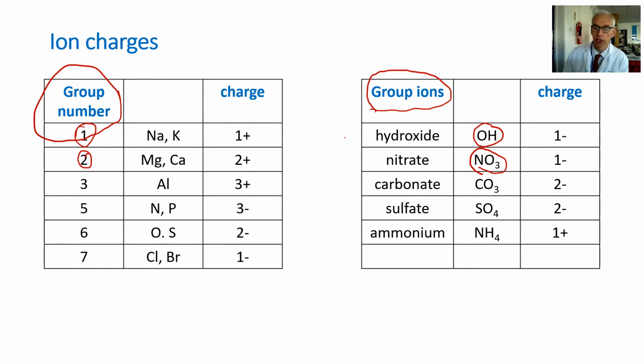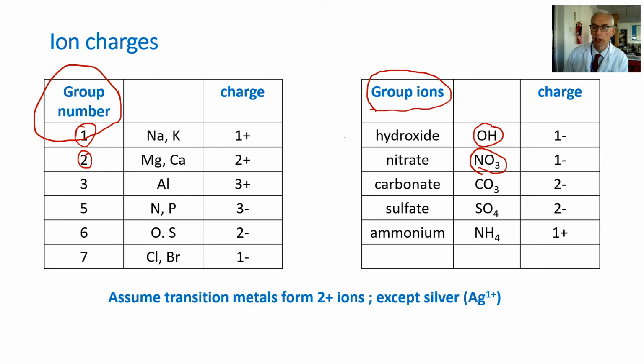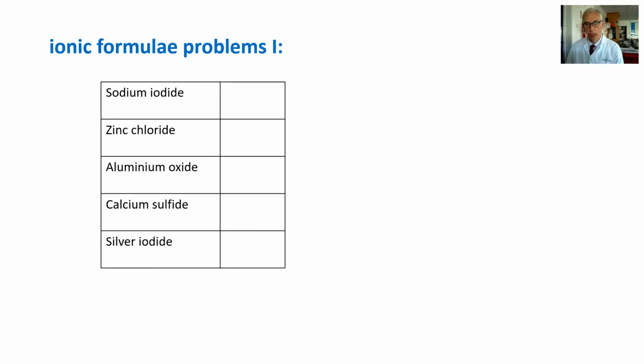So the carbonate, CO3, a 2 minus ion, the sulfate, SO4, is a 2 minus ion, and the ammonium ion, NH4, is a unipositive, a 1 plus ion. So most of these group ions are negative, but we have, for instance, here the ammonium ion as a positive ion, 1 positive. So we move on to use our knowledge of ion charges set out in these tables to produce the formulae. Okay, so here are some ionic compounds for which I'd like you to write the formulae.